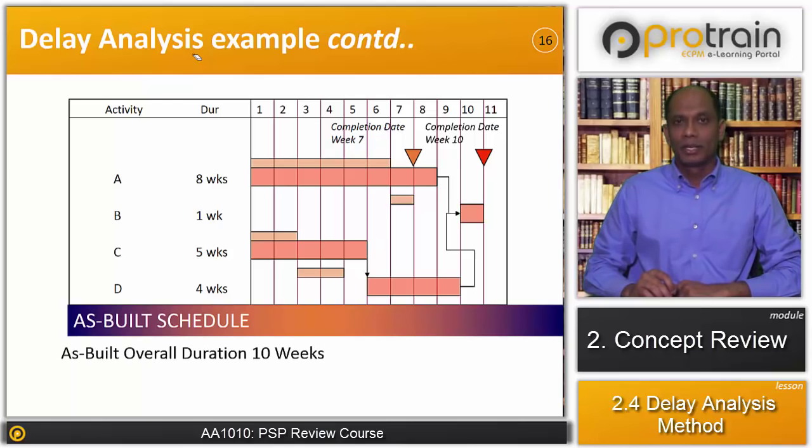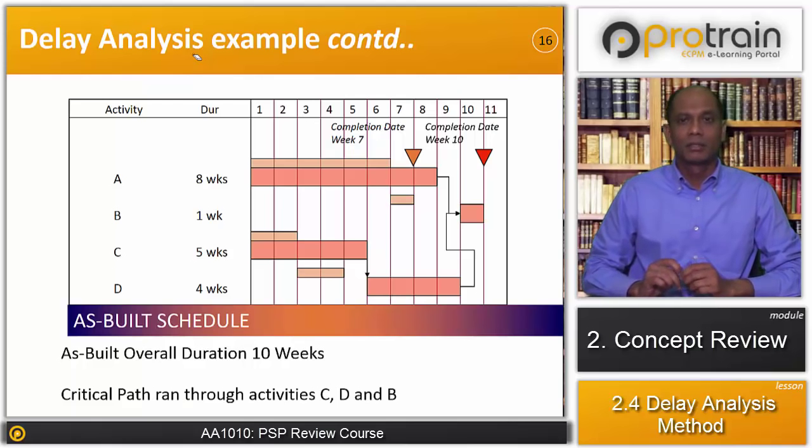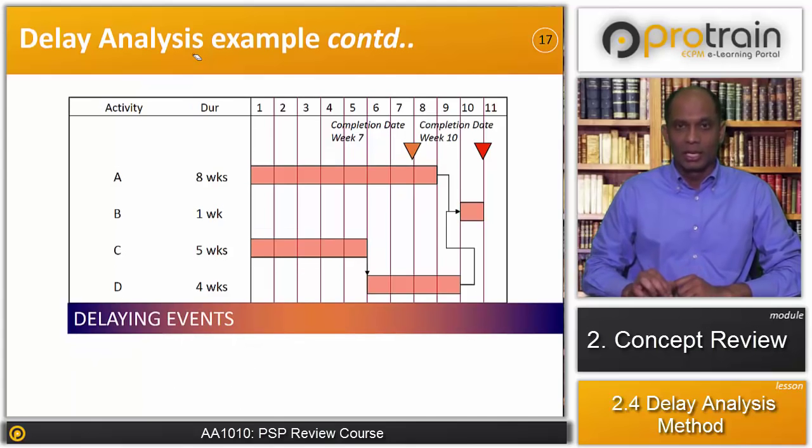As-built overall duration is 10 weeks, and critical path runs through activity C, D and B. There is a change into the critical path also. So this is the second part of this example. First part we talked about what was planned, the baseline, and the part B is as-built schedule or actual schedule. Now let's talk about what are the delay events occurred during the project in this example. The first delay event is D1, that is issue of the variation order by the employer.